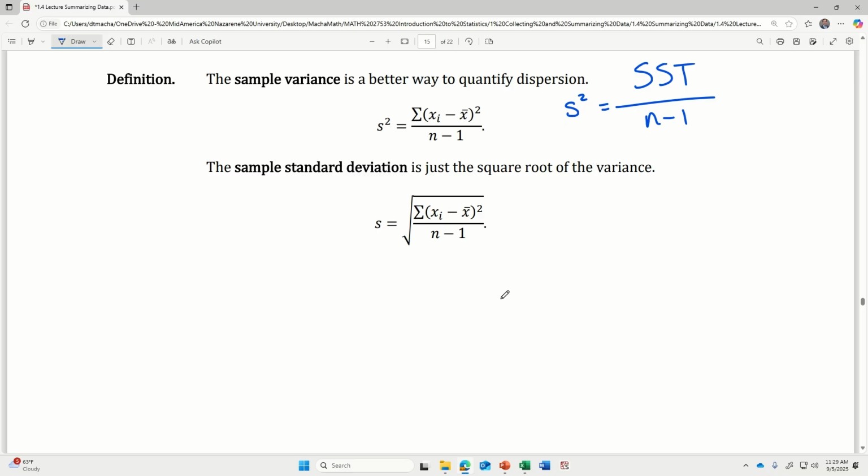Okay. And then the last thing is the standard deviation. I can calculate a sample standard deviation just by taking the square root of the variance. And I'll tell you why we care about the sample standard deviation here in a minute. But these are going to be formulas you need to know.